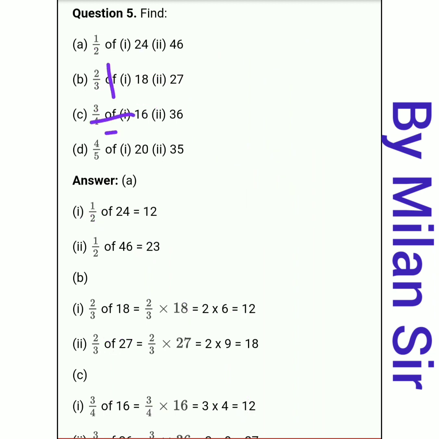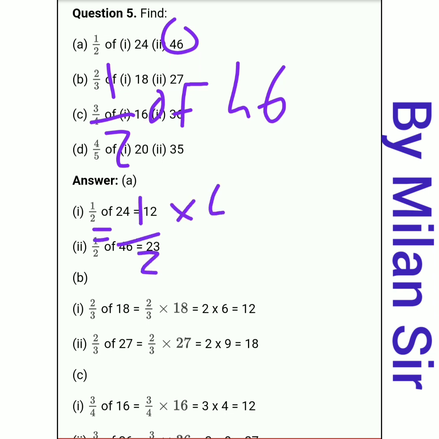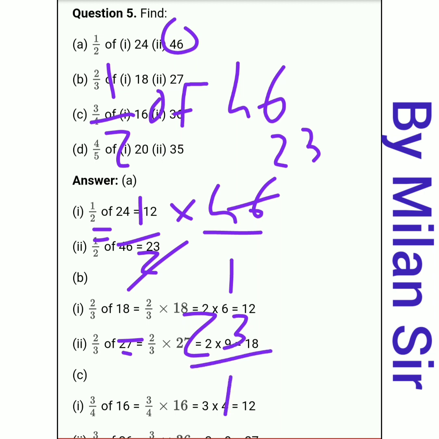Second question, again 1 by 2 of, this time 46. So 1 by 2 of 46. Now in place of "of" we need to put multiplication sign. Nothing is present in the denominator, so write down 1. Now 46 divided by 2, it's 23, right? So numerator with numerator, 23 ones are 23 divided by 1. So 23 divided by 1 is 23. So our answer is 23.